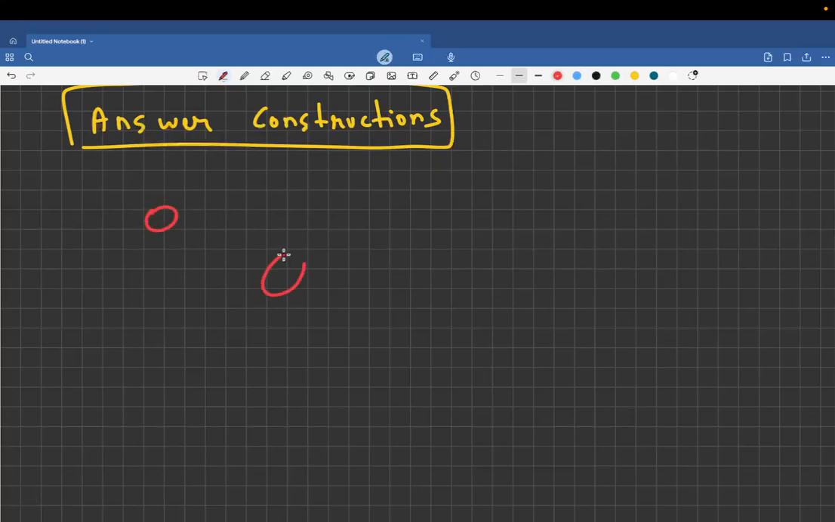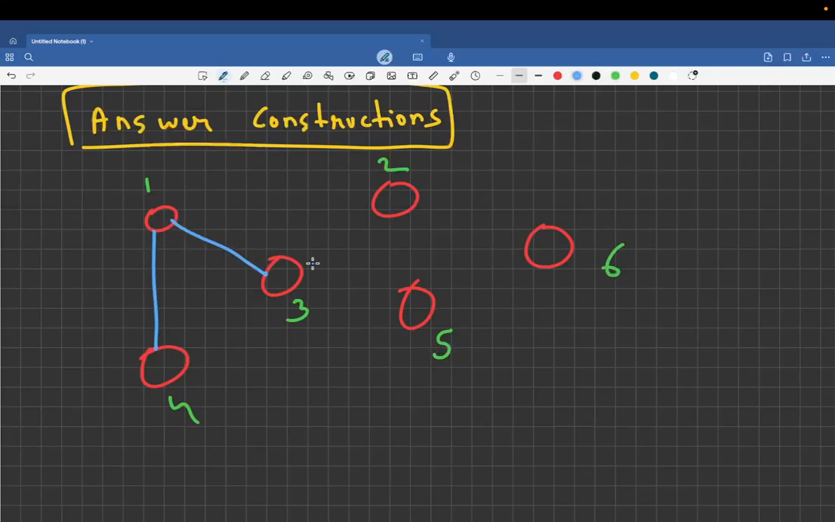Let's suppose we were having these nodes. They were connected something like this. This was node 1, 2, 3, 4, 5, 6. And they were connected something like this. Okay. Let's suppose this was the connection.